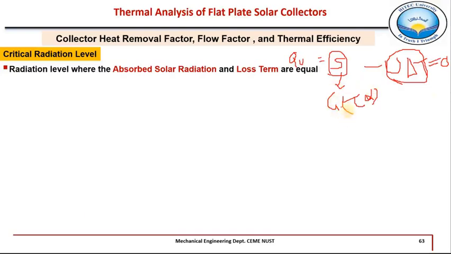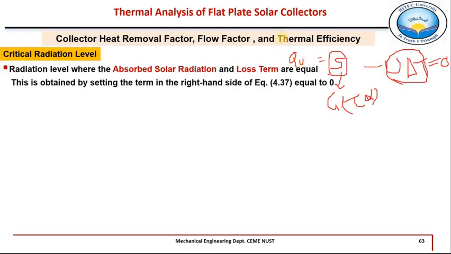It means the solar available radiation is so low, or in other words, the losses are too high. So then this could be a condition at which there is no net useful gain of the solar collector fluid, right? So that is defined, and that particular radiation at which this condition will occur, when this QU is equal to 0, whatever is the available solar radiation, that is known as critical radiation level, right?